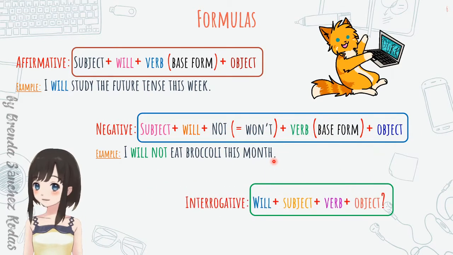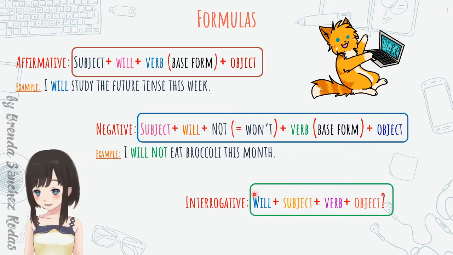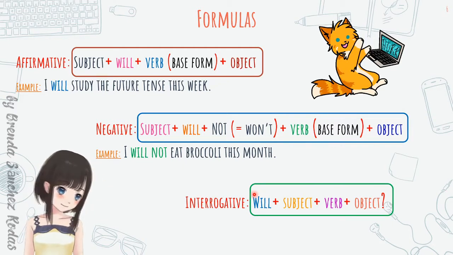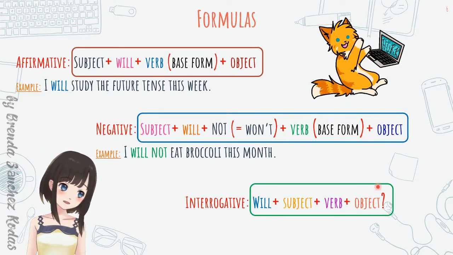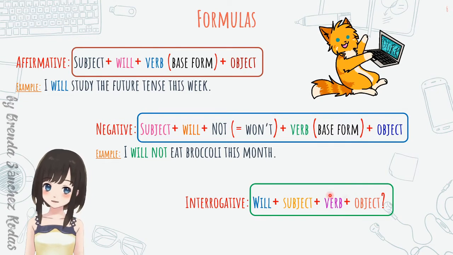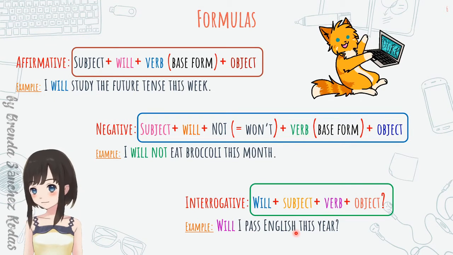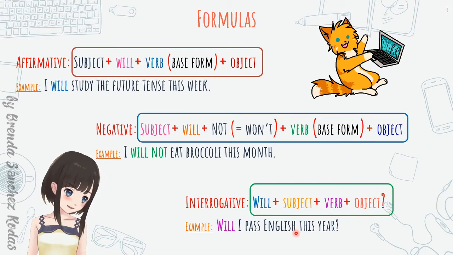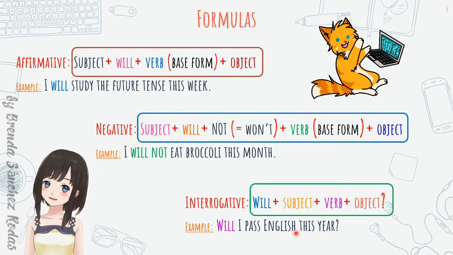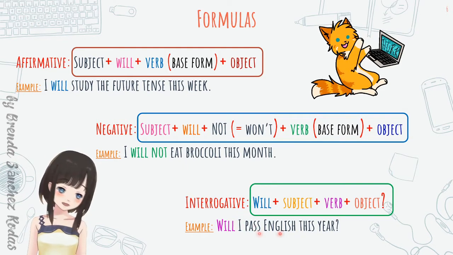Let's go with interrogative. The word will goes to the beginning, like in simple present or simple past or any other tense. And then we have the subject, the verb, and the object, and don't forget the question mark. For example, will I pass English this year? So something a lot of people are asking right now. So here, will at the beginning, then the subject, the verb and the object.